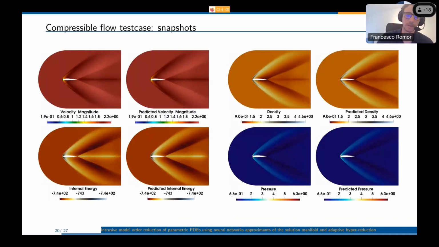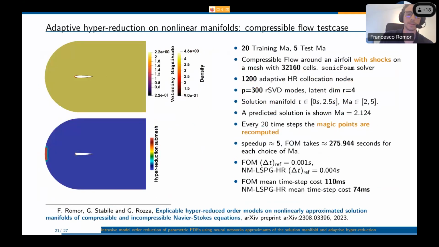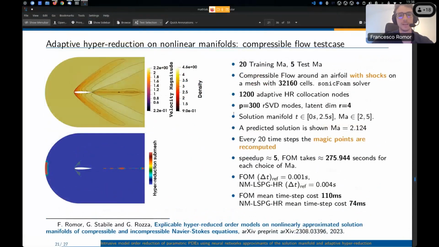Okay, these are some predicted solutions for a qualitative comparison. It takes some time. Okay, as you can see, this is the full evolution on the submesh. In this case, we have considered for this test case 20 training parameters as Mach number and 5 test parameters. The snapshots I'm showing you correspond to the Mach number 2.124.